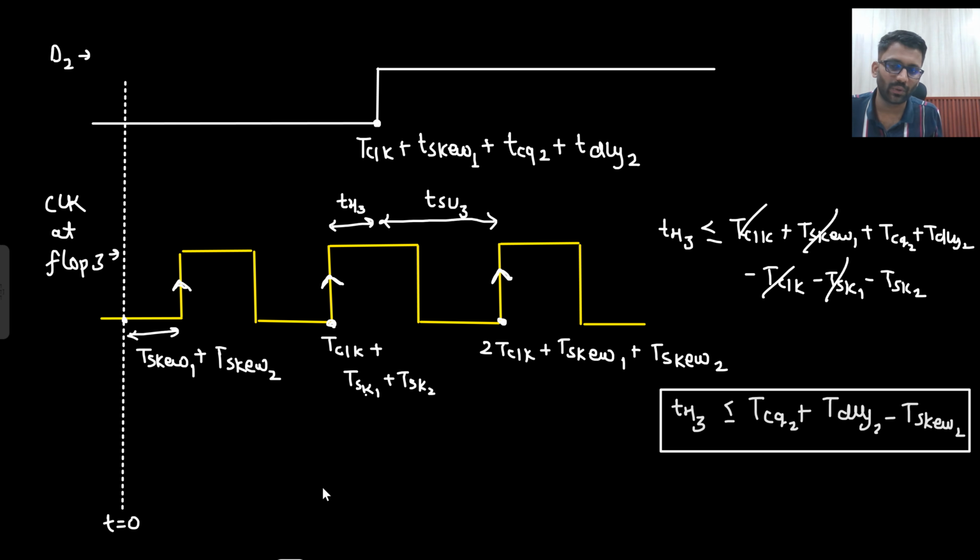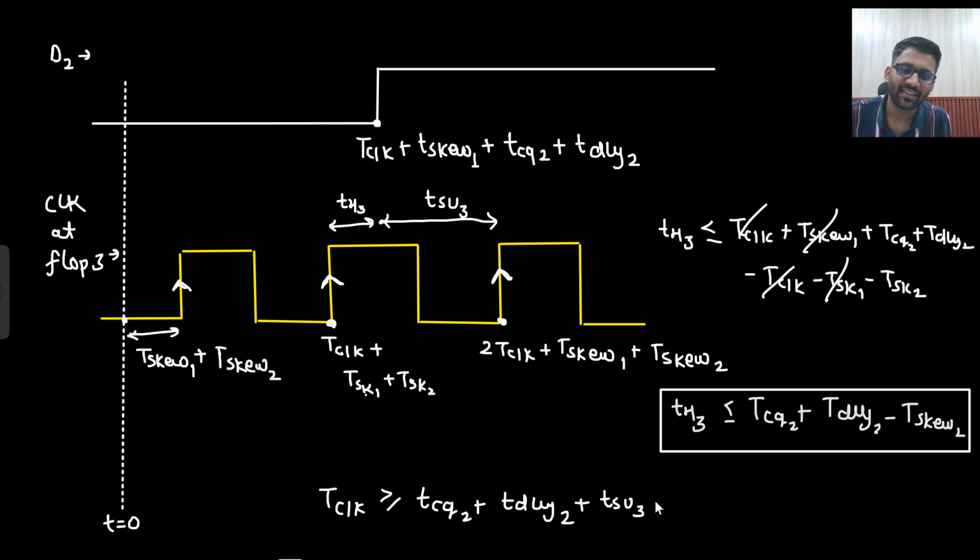So from there, what are you going to get? This value should be greater than T clock, and T clock 1 you will get; T skew and T skew will get cancelled, and here you are going to get TCQ2 plus TDL by 2, plus TSU3 minus T skew 2. Okay, so this is what you will be getting.